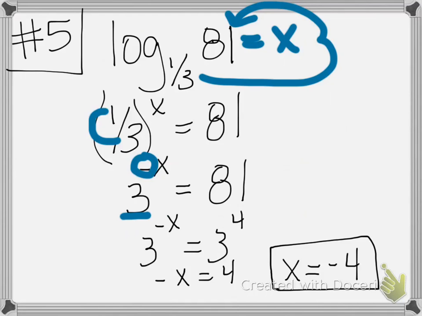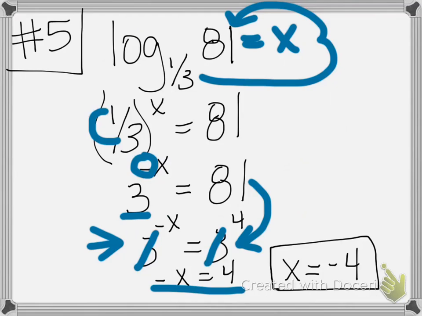Once I do that, it's a lot easier to see what's going to happen here, because I have 3 to the negative x equals 81, which is actually 3 to the 4th power. Then you can see, well, if it's 3 to the negative x and 3 to the 4th, then negative x has to equal 4, so x equals negative 4 is my solution. And hopefully that makes a little bit more sense if you've really struggled with what to do with the fractions.